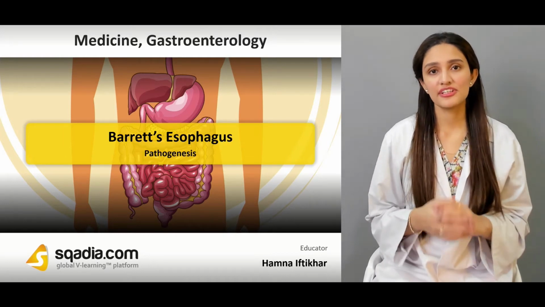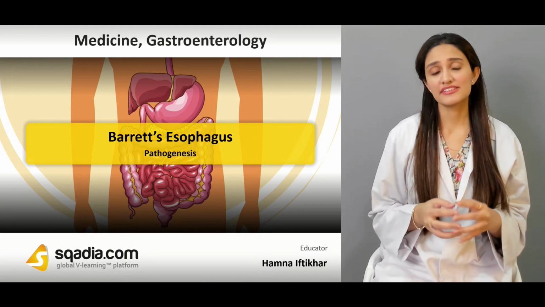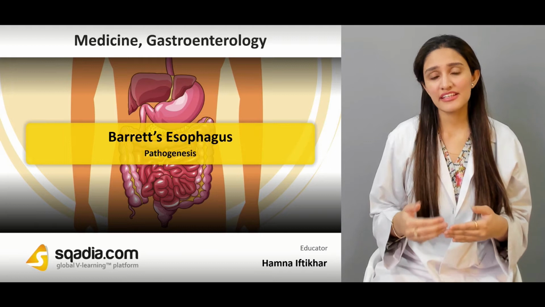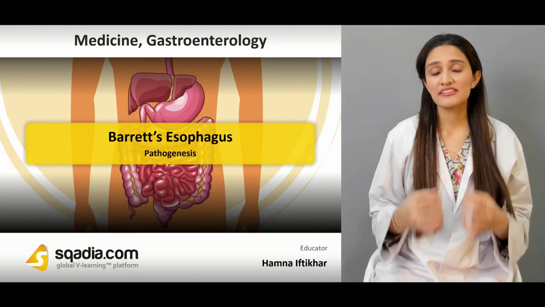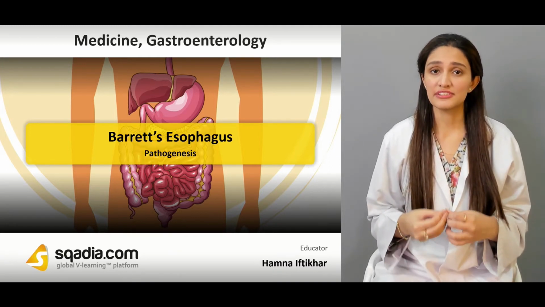The first section regarding Barrett's esophagus would be about the pathogenesis of Barrett's esophagus. How does Barrett's esophagus really occur? What are the steps that are taken? What are the abnormalities that take place within the epithelium that cause this differentiation in the epithelium of the esophagus?